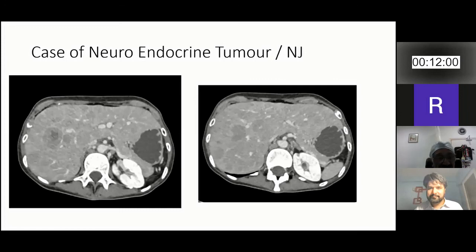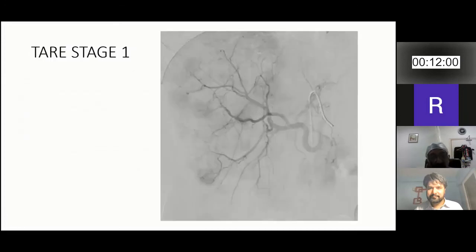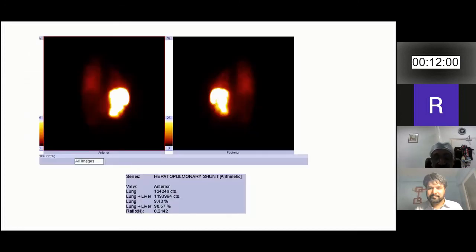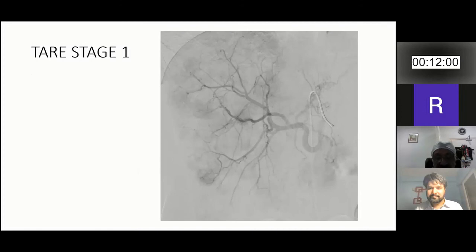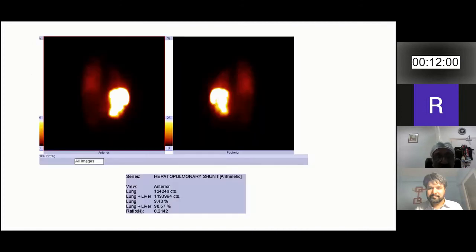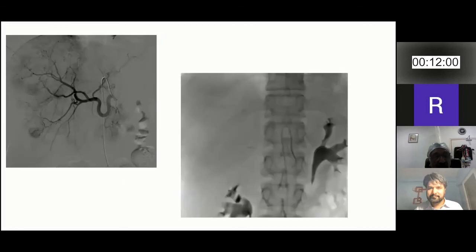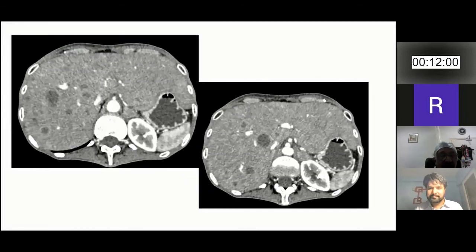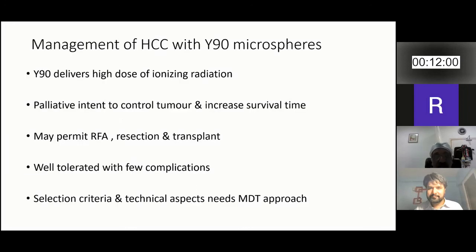This is a case of neuroendocrine tumor. Last few slides, as you can see, multiple nodules in both lobes of the liver. We did what we call a sequential therapy. We first targeted the right lobe. As you can see, multiple nodules are there. We did lung shunting here, 9.43% lung shunt, which was quite useful. And we did the whole therapy. And you can see the follow-up. In the right lobe, there are multiple necrotic lesions now. The vascularity is gone. Just about a few days ago, we did the left lobe. As you can see, there are multiple nodules in the left lobe, and we are hoping there will be more or less the same results.